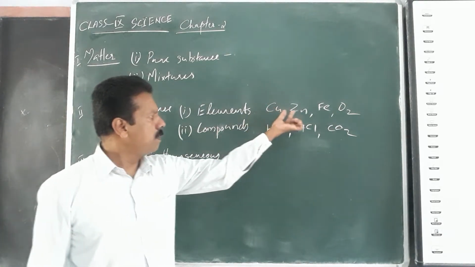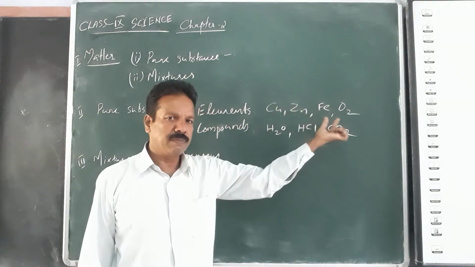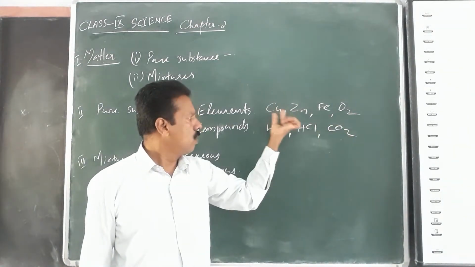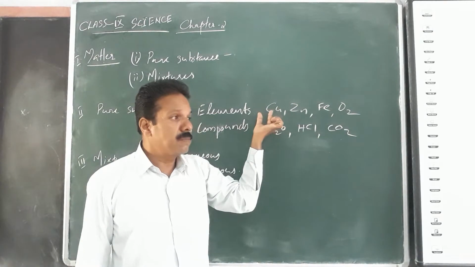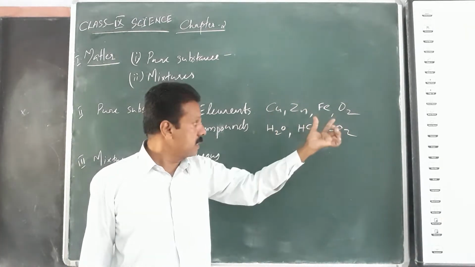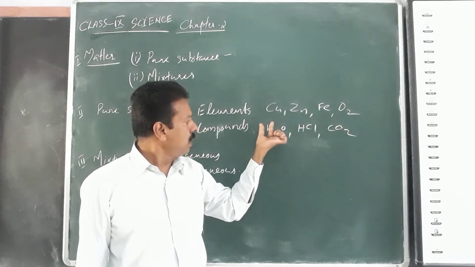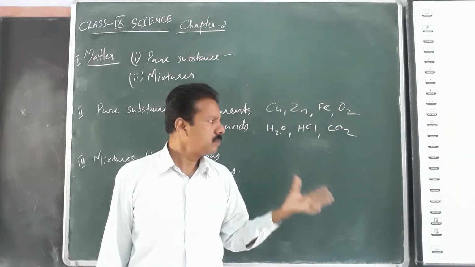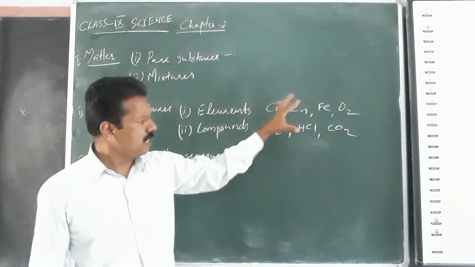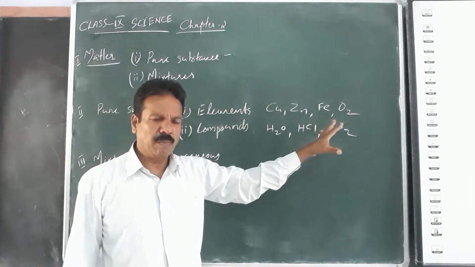Some of the elements are found in the native state, the free state, in nature. Copper, zinc, iron, oxygen. The elements may be solid, liquid or gas. In the same manner, compounds also may be solid, liquid or gas. And you have to get the proper awareness about this.